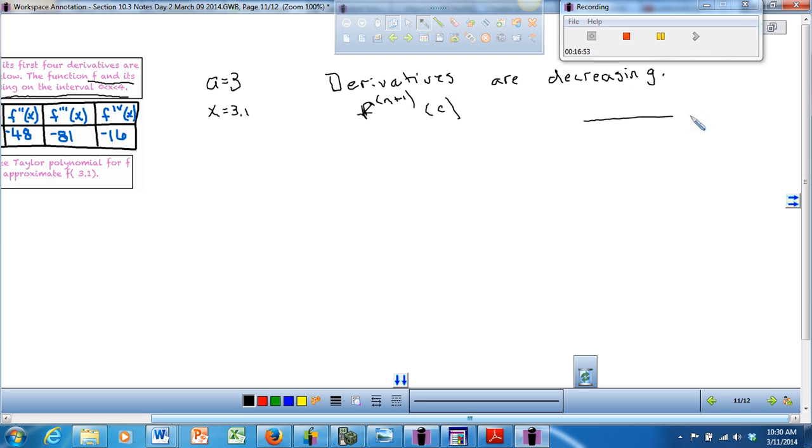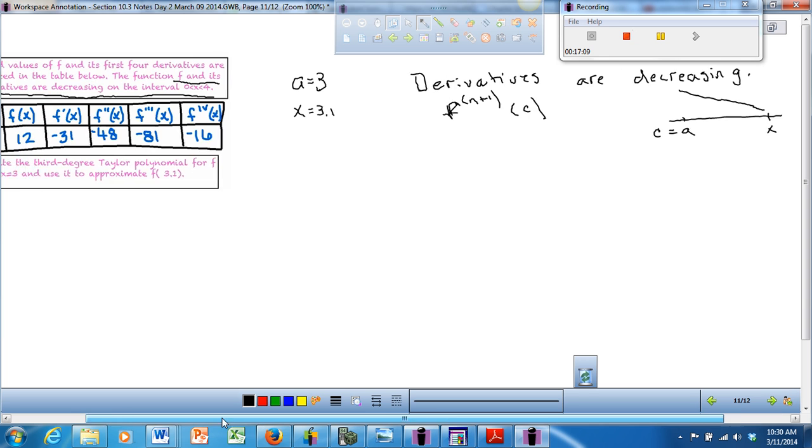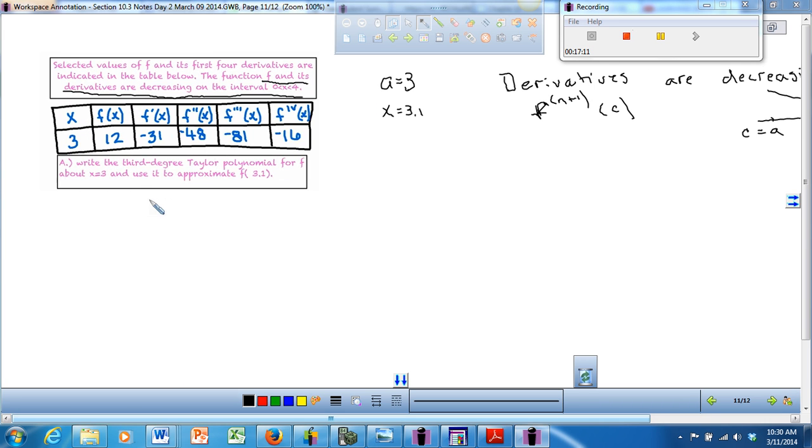In my interval, right, at a to x, we're going to let c equal the left end for a, because we've got something like this. So our maximum value of the n plus first derivative will be at a. That's just something to keep in mind when we get there. So the first part says, write the third degree Taylor polynomial for f about x equals 3 and use it to approximate f of 3.1. All right. So if I need to make a Taylor polynomial about x equals 3, then what I'm looking at is f of what?